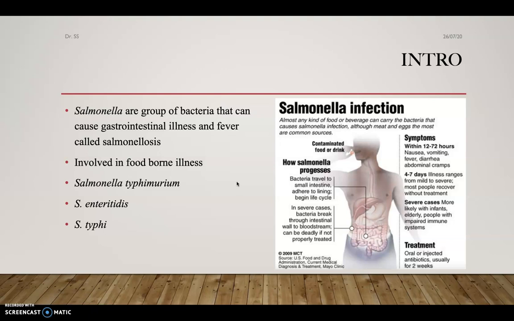Symptoms show up within 12 to 72 hours, including nausea, vomiting, fever and diarrhea. Severe cases are likely to appear in infants, elderly people and people with impaired immune systems. Treatments are available. Oral or injected antibiotics can be used, usually for 2 weeks. After the cessation of the Salmonella infection, we can also take rest for up to 1 month.